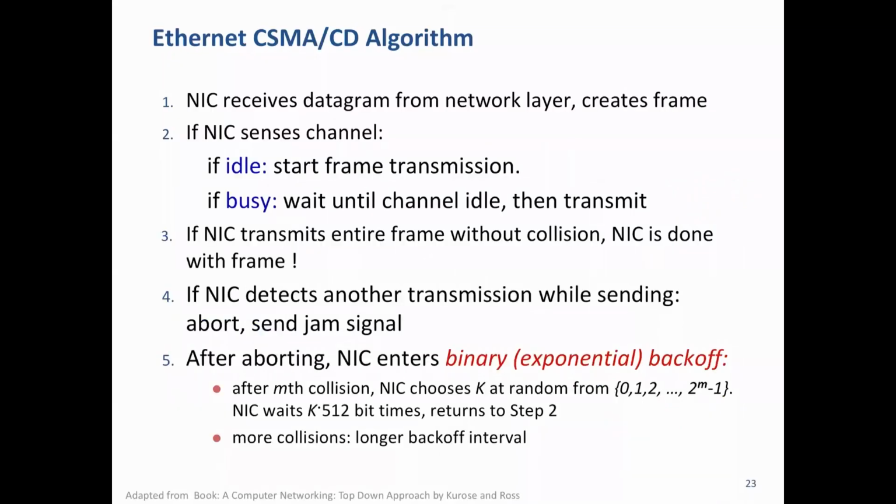Okay, all right. So there is a period of time. The NIC chooses k from 0 to 2 raised to the power m minus 1, where m may be some number. It randomly chooses out of this set, and then waits for k times 512 bit times, where k is the number which is chosen. Basically every machine has to wait, picks a number from this, and waits for that period of time. So the probability of collision will reduce.